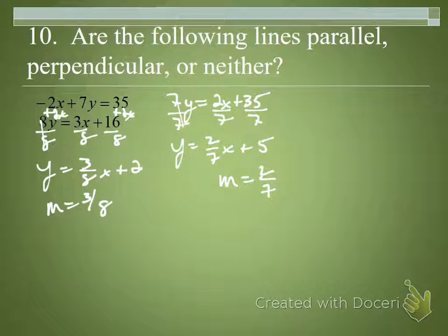Okay? Got to get these two in slope-intercept form. I have done that here. And so you get two slopes with 3/8 and 2/7. Those guys aren't anywhere near each other in terms of whether they're the same or not, and they're not opposite reciprocals, so they're neither. Right? These guys are neither parallel nor are they perpendicular. Okay? So neither.